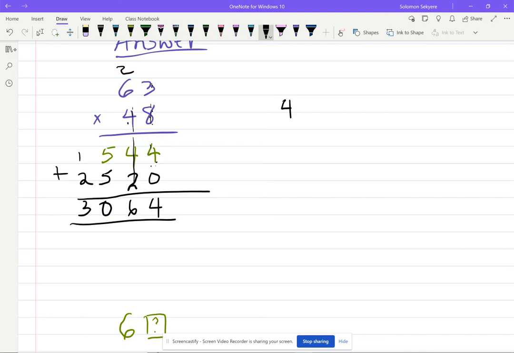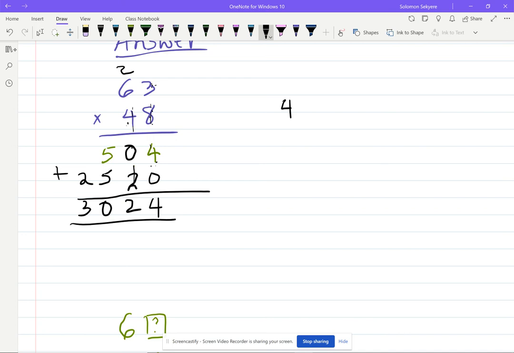48 plus 2 is 50. Sorry, I made a mistake here. Right here, 50, I made a mistake. So this should be 2. It's 50. Okay, now we go to the next line.